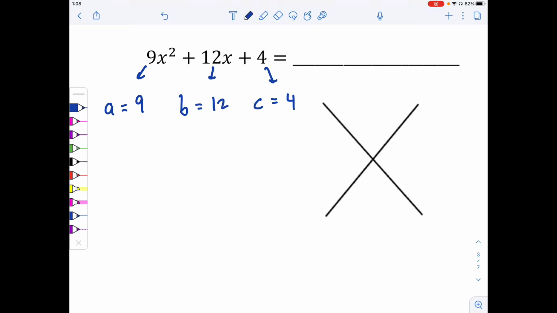So 9 times 4 is 36. That goes on top. B on bottom. So our B is 12. So we need factors of 36 that add to 12. Let's see, factors of 36. 6 times 6. Oh, that adds to 12 too. Okay. That was easy. 3 times 12 doesn't work. Only 6 times 6 works.